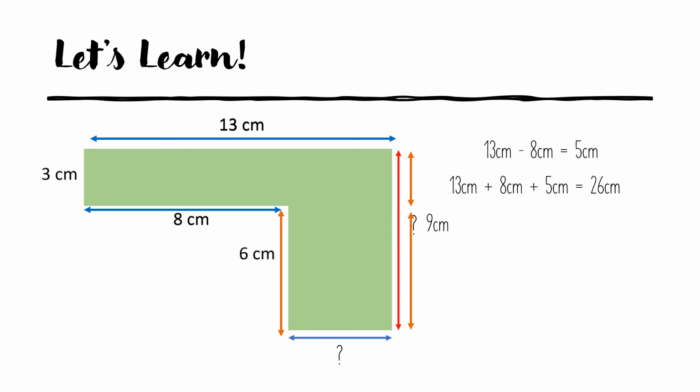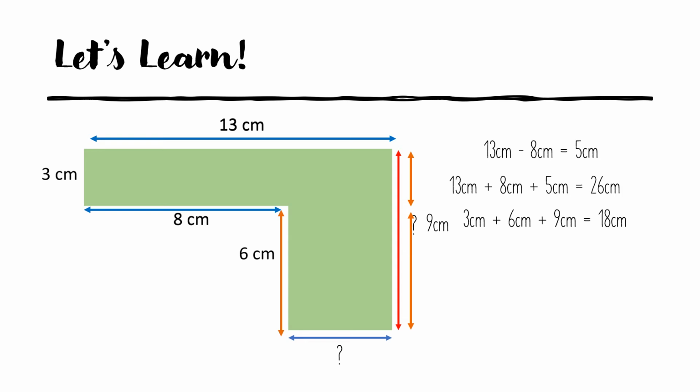We know that the opposite sides of a rectangle are the same. So I could have done 13 centimetres, add 13 centimetres equals 26 centimetres. Can you add together the red lines now to work out that length? Fantastic. 3 centimetres, add 6 centimetres, add 9 centimetres is 18 centimetres. Now what do I need to do?